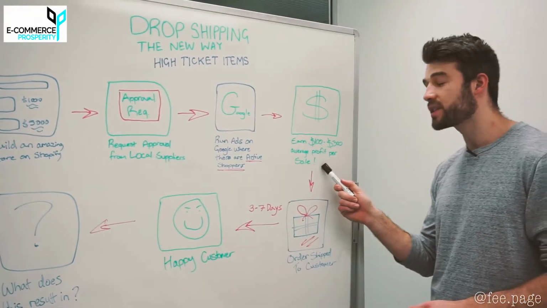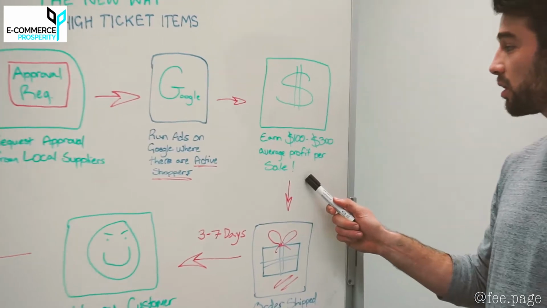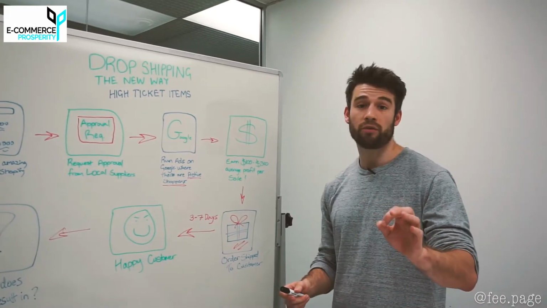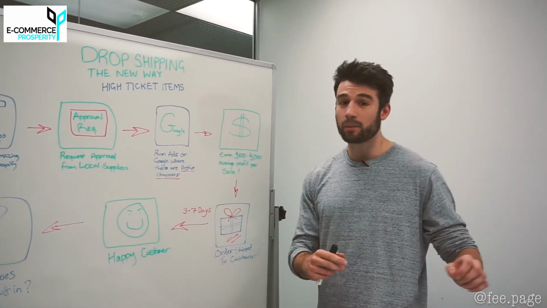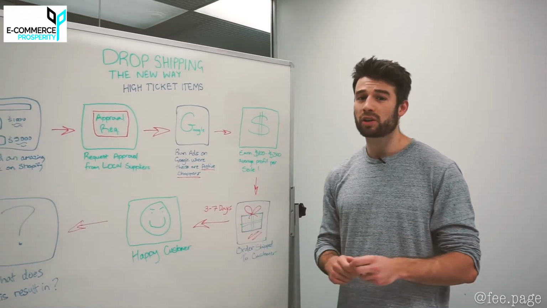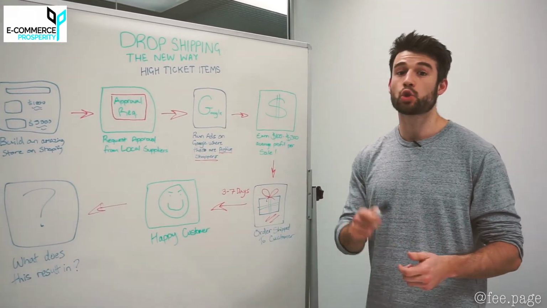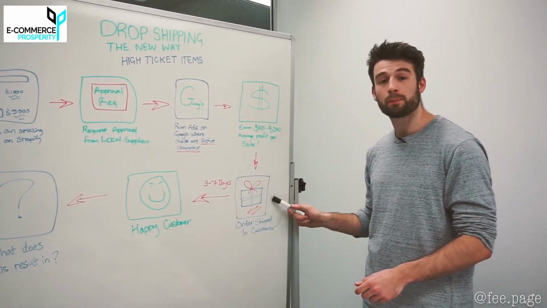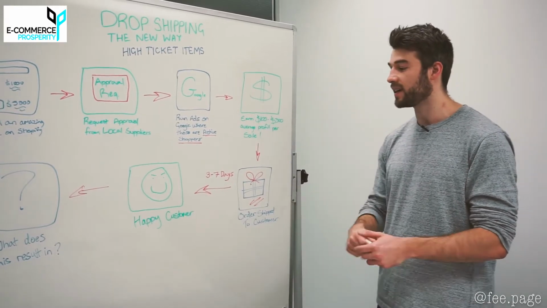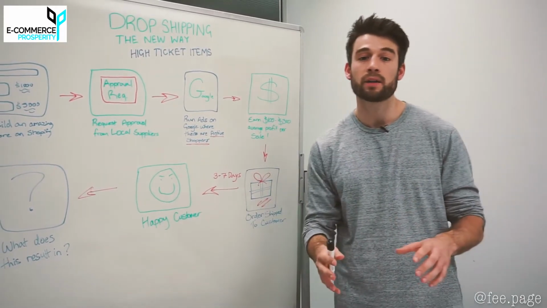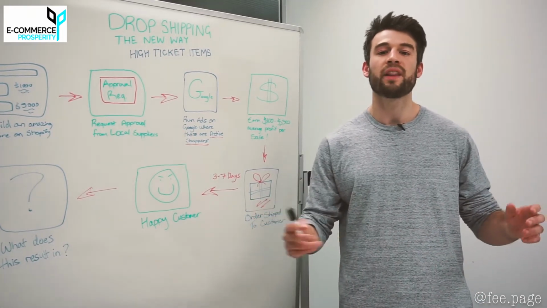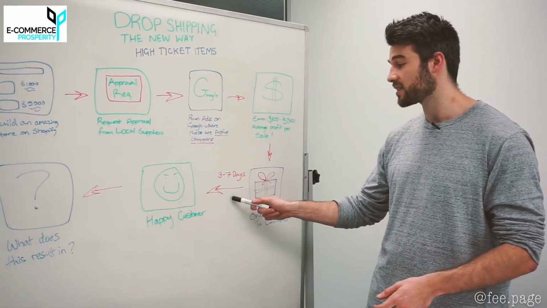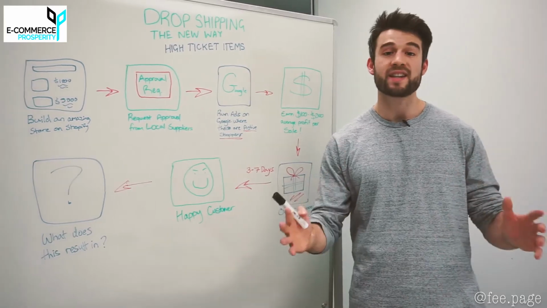Now, every time we make a sale with our high-ticket products, we're looking at making on average $100 to $300 per sale in profit. Now that really depends on the price point you're selling, but if you're selling a $1,500 product, you could expect anywhere between $150 to $250 profit. Now, again, we have our supplier fulfill the order. They will ship it straight to the customer, but because we're selling in the local market using local suppliers, we don't have to worry about this 20 to 40 day shipping time. Instead, our customer gets their product in 3 to 7 days, and that leaves them with a great, happy experience.